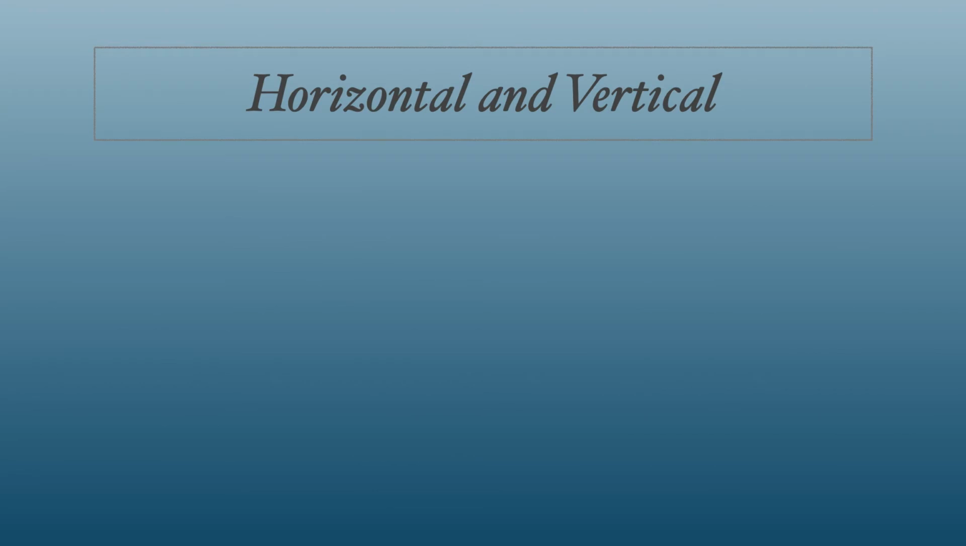Now, I want to just remind you about horizontal and vertical lines. Remember, horizontal lines have a slope of 0, and so if they're parallel, it's going to be a slope of 0, meaning any horizontal line is parallel to one another. Vertical lines have a slope that's undefined, and so any vertical lines are going to be parallel to one another. And horizontal lines are perpendicular to all vertical lines, and vice versa. All vertical lines are perpendicular to horizontal lines.